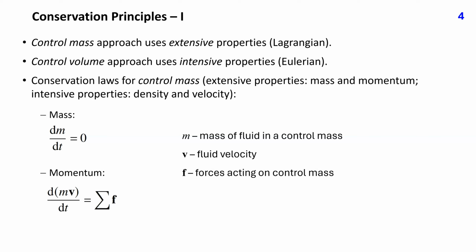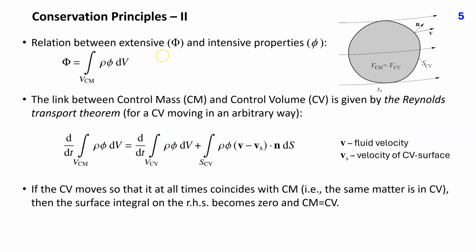The time derivative which describes the change of some body property along its trajectory is denoted by the Roman letter d. The relation between extensive properties, denoted here by a capital letter Φ, and intensive properties, denoted here by a lowercase Greek letter φ, is defined by this relation. Note that the volume integral is taken over the volume of a control mass. That is, within this volume the same matter is contained all the time. There is no inflow or outflow from this volume.